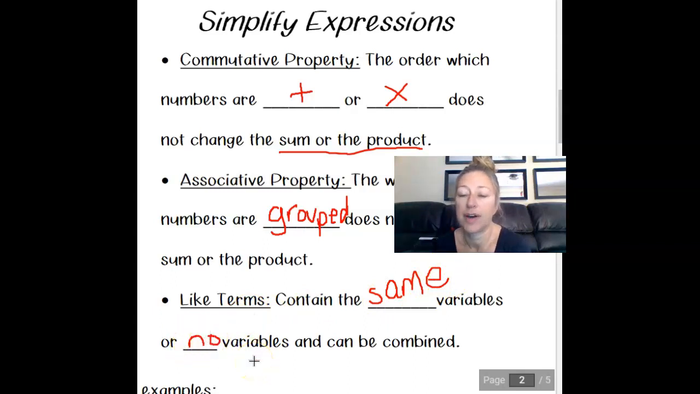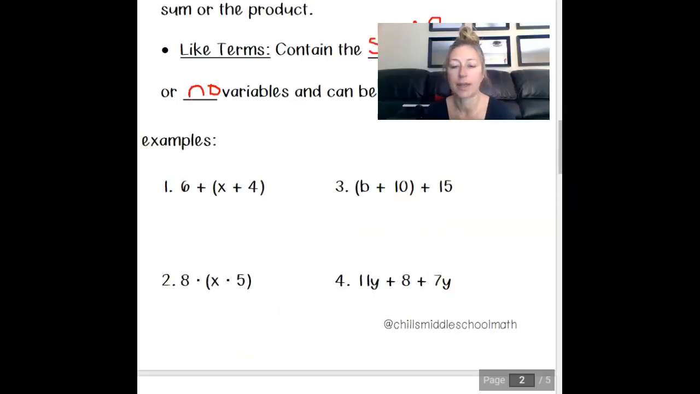Okay, make sure you have this. I'm going to pause the video and scroll down. So let's do a little practicing. I want you to remember what we just learned about, that we can group numbers in any order and it won't affect the answer. So let's regroup these so we can add these easier.